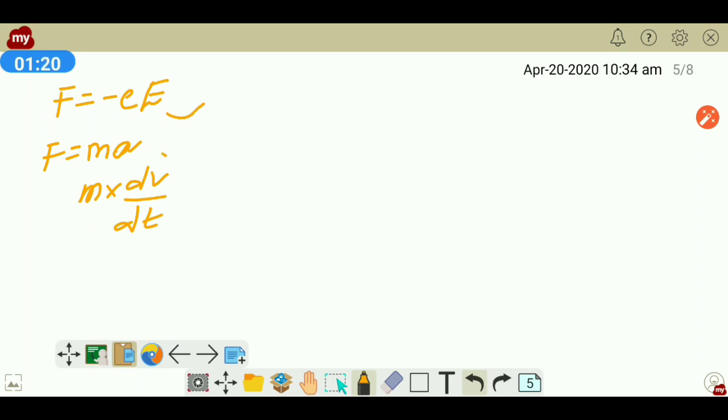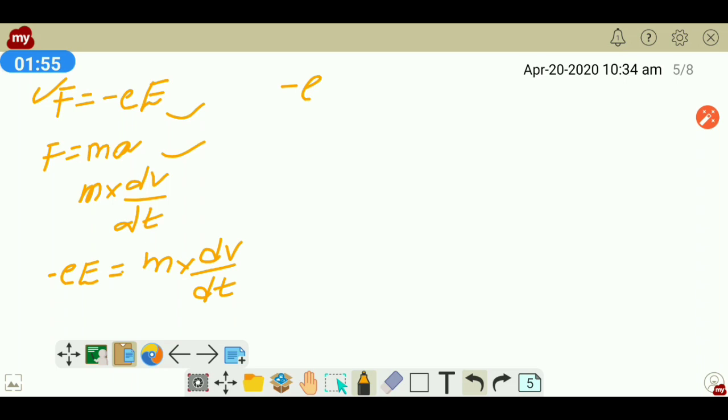So both the equations are equal to F. When I compare these two equations, minus e into E equals m into dv by dt. I already told you that the mass of the electron will not remain constant. It keeps changing. Since it is not constant, it is a variable. It must be included in the derivation. It can be differentiated. Only constants cannot be differentiated. There will be no change in a constant, but in a variable there can be a change.